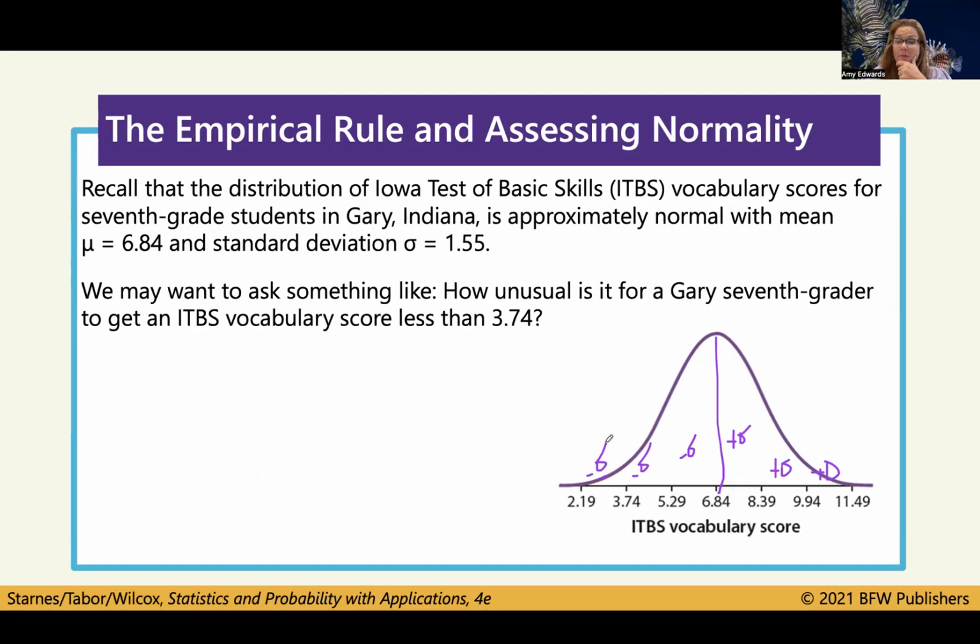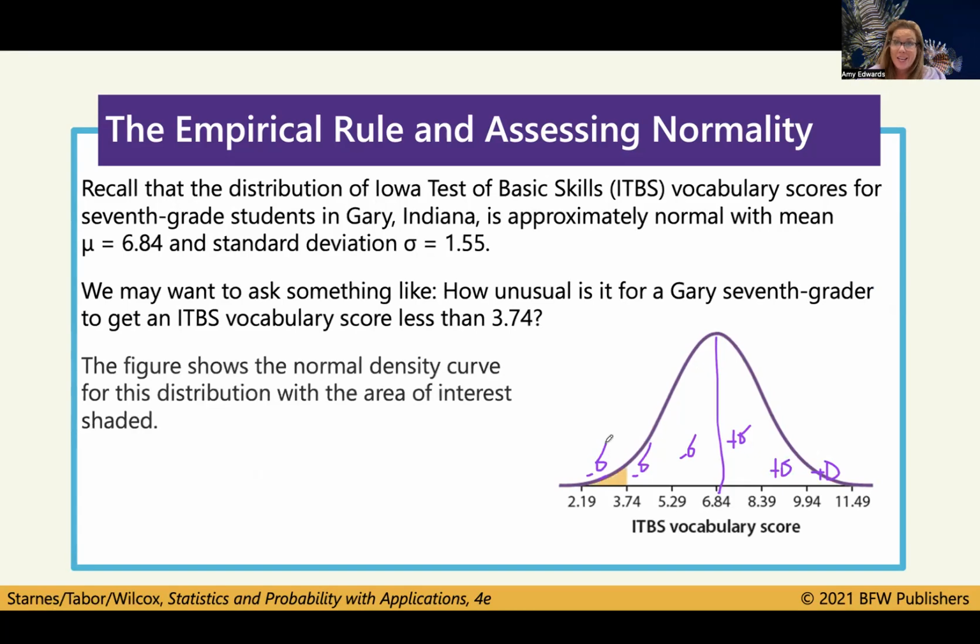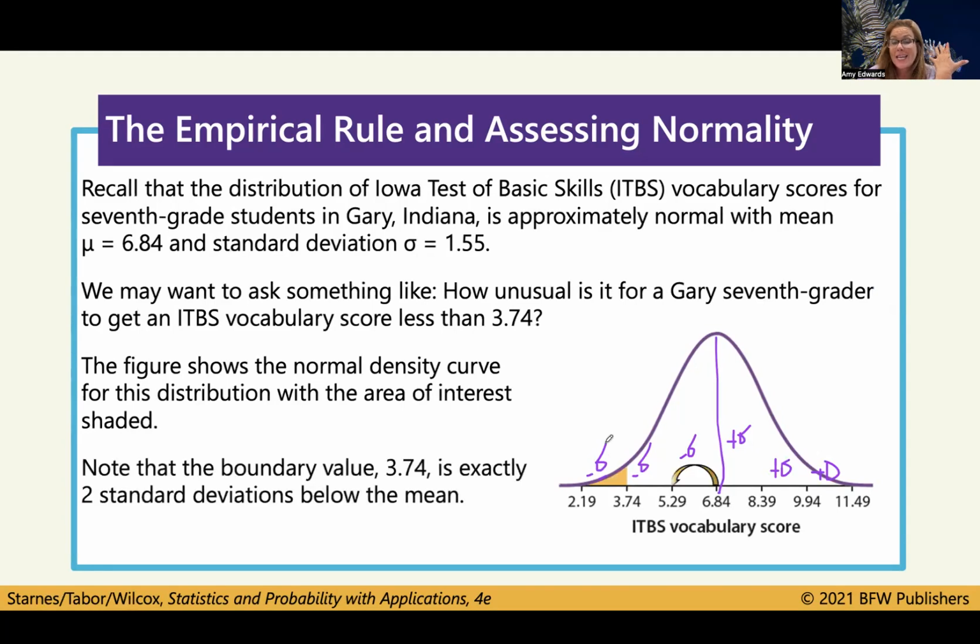Okay. Now, maybe we have the question of, I'd like to know what percentage of students score a 3.74 or less. So that's this yellow shaded region down here. What's that percentage? Okay. Now, I can look at it and I can tell you that that boundary is 2 standard deviations below the mean. So that boundary line of 3.74, it's 2 standard deviations from the mean, and we want everything to the left of it. Now, what you need to do is you need to calculate the area of that shaded region.